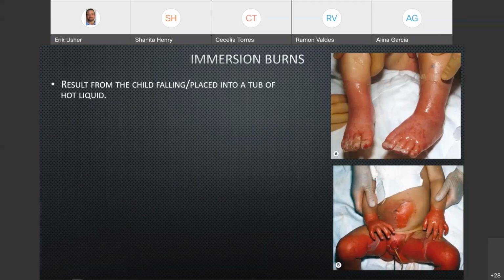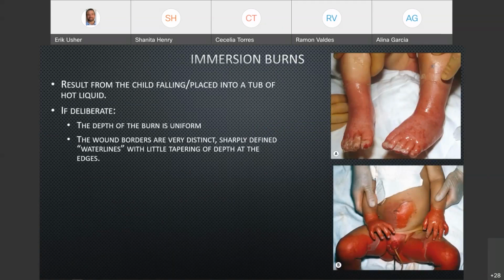So let's talk about these immersion injuries. They result from the child falling, okay? It can be accidental, or the child placed into a tub of hot liquid. So how do we differentiate if it's deliberate or not? The depth of the burn is uniform. Look at these pictures on the right. Look at that upper one. You can tell that is a dunking injury. The wound borders are very distinct, sharply defined. They're water lines, with a little tapering in depth of the edges.